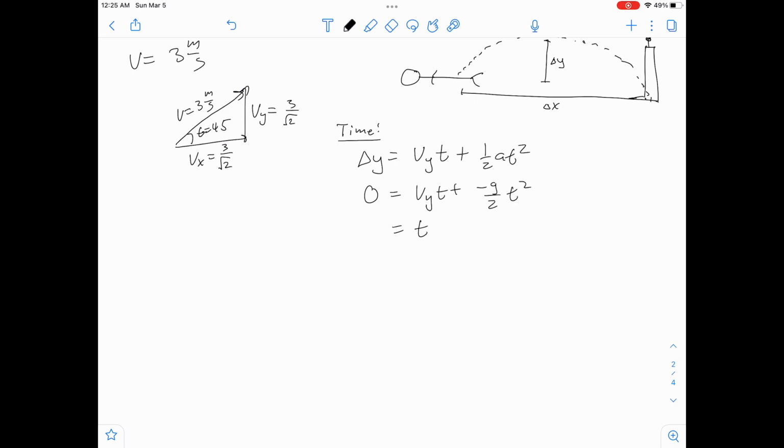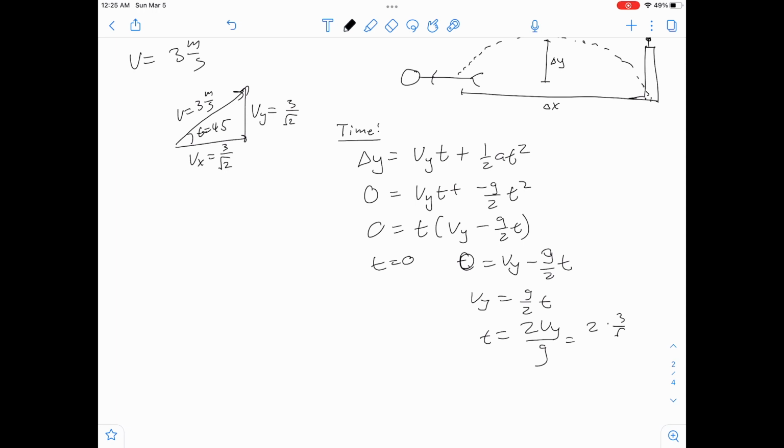We can then pull out a t from this. So now we get two answers where t equals 0, but we don't care about that because, of course, the height of the urine is 0 when you haven't started peeing yet. And the next answer is obtained from setting the second expression equal to 0, which yields Vy equals g over 2 times time. We can then determine that the time is 2Vy over g, which by plugging in the values we know the final time is 3 square root 2 over 10 seconds.